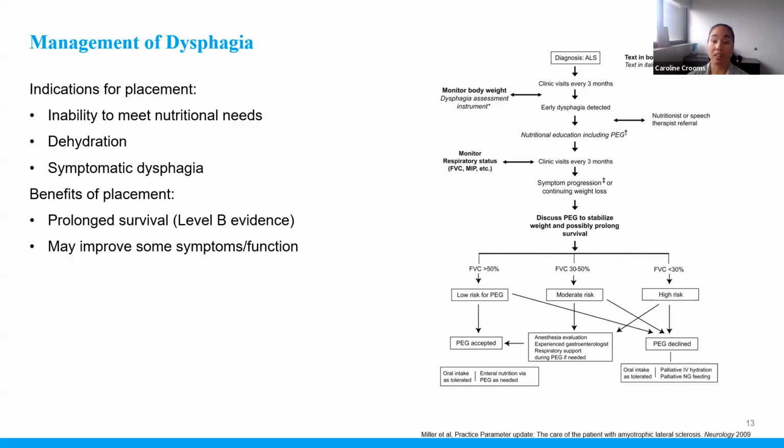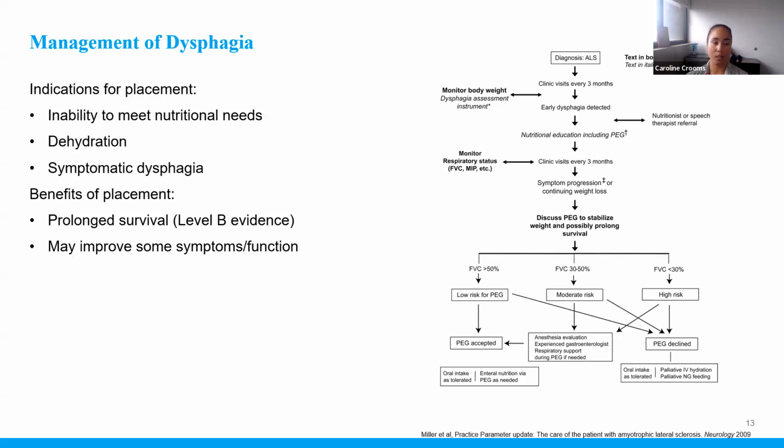Eventually, there are a couple of indications for placement of a PEG. One is the inability to meet nutritional needs, so having a substantial weight loss. I don't think there's a particular number that people look at, but if we're talking about 5, 10, and 15 pounds lost between visits every 3 months, that's certainly very worrisome.